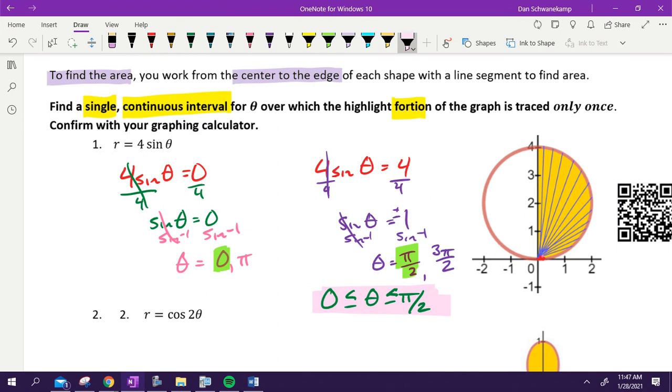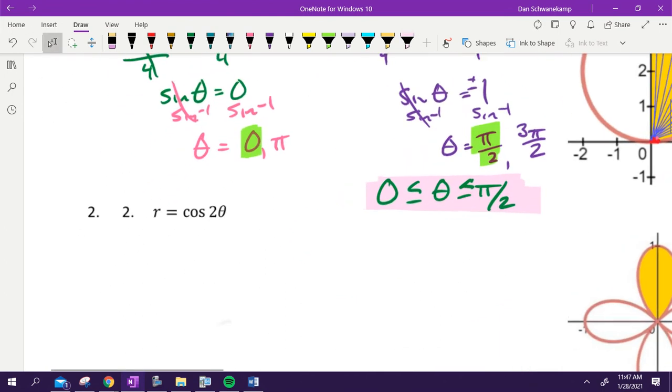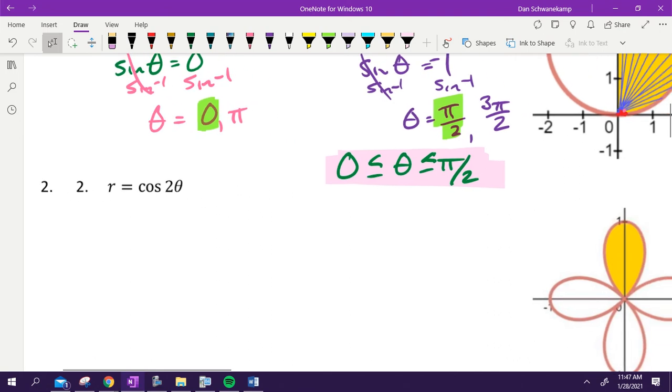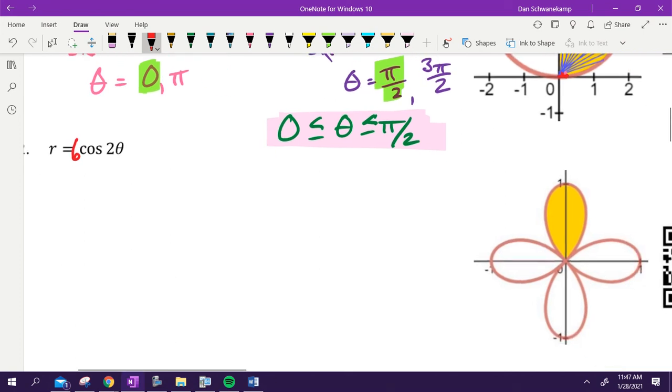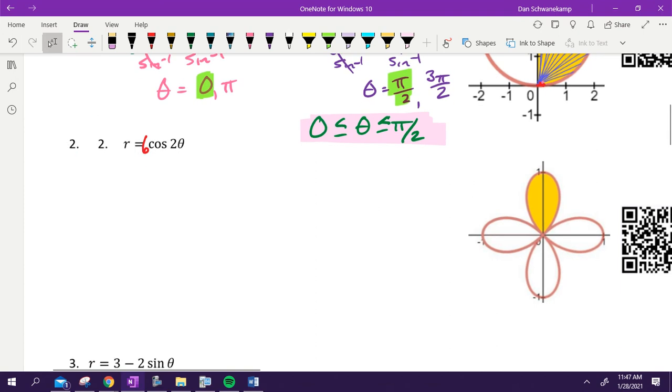Questions on the first one? Let's do the second one. To make it easier to see on your calculator, instead of this one, let's do r equals 6 cosine 2 theta. It doesn't do anything besides just make you not have to change your zoom. Okay, so r equals 6 cosine 2 theta. So if I'm looking at this graph right here, again, we're thinking it's 6. It doesn't change anything besides the zoom. I want that petal right there.